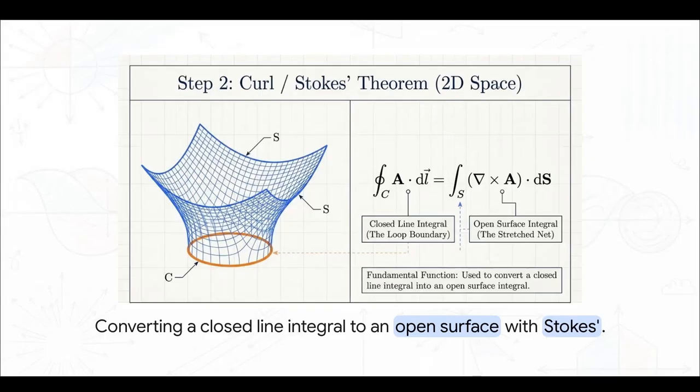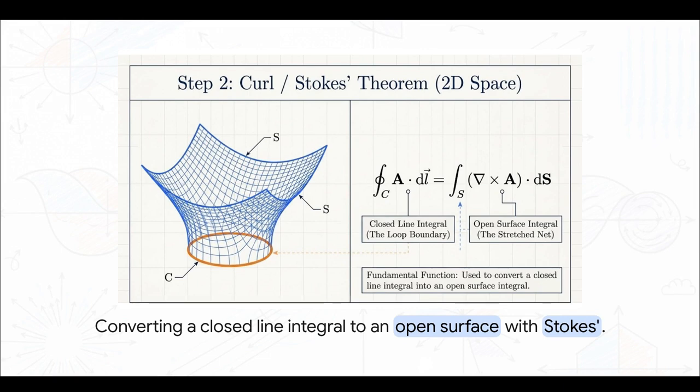Stokes' theorem is the mathematical translation for this exact scenario. It lets us convert the closed line integral, which is our wire rim, into an open surface integral, which is the stretched net. So by integrating the curl over the net, we get the exact same result as evaluating the flow around the wire rim.